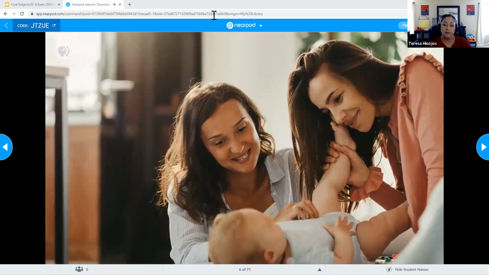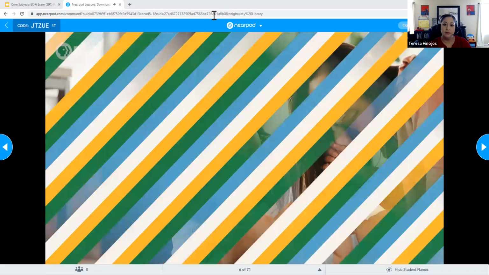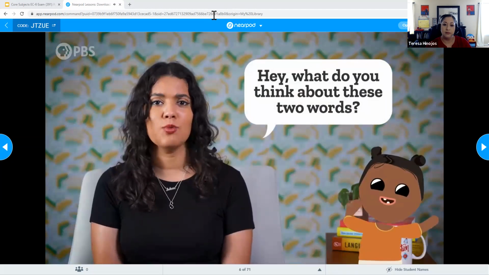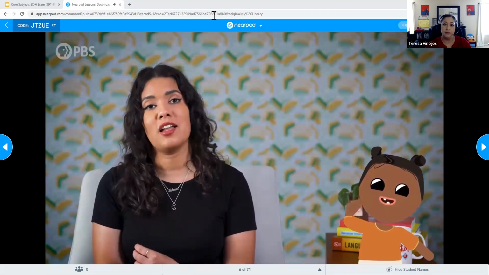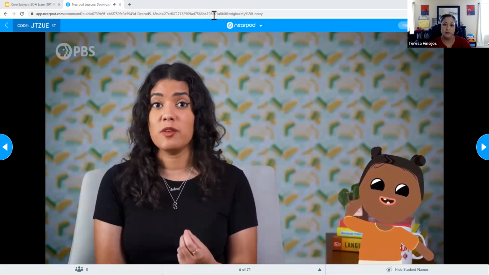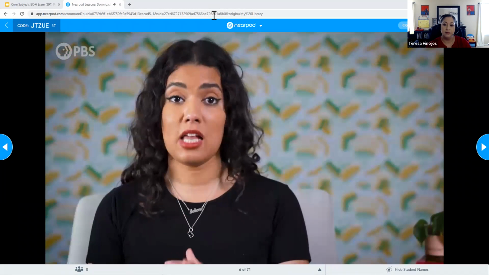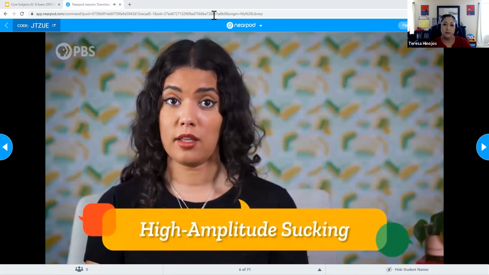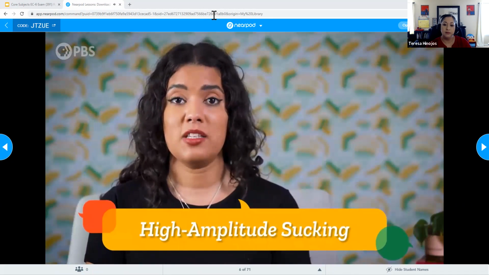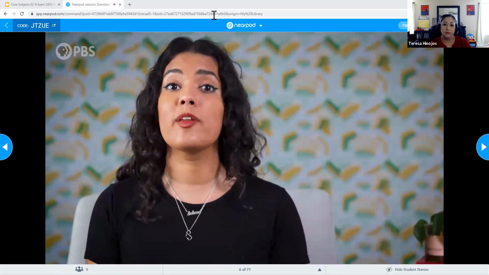Babies are great at tuning into language. Of course, we can't ask a baby, hey, what do you think about these two words? Instead, studies of infants make use of one simple fact. Babies pay a bit more attention when they notice something new. We can tell if a baby is paying attention using a method called high amplitude sucking. Babies suck faster on pacifiers when they're interested and slower when they're bored.